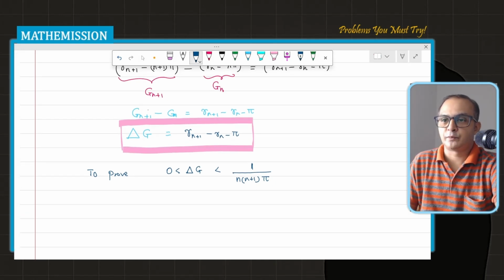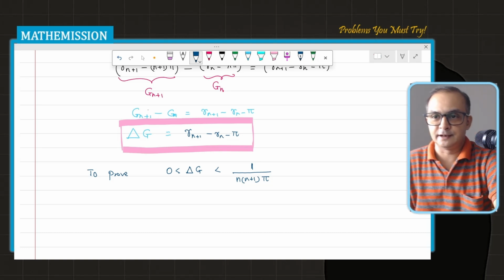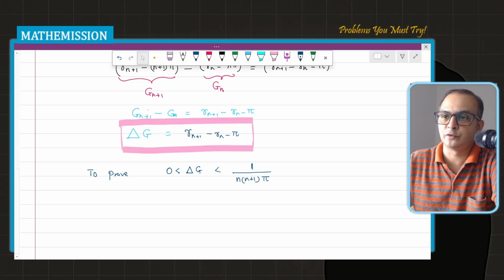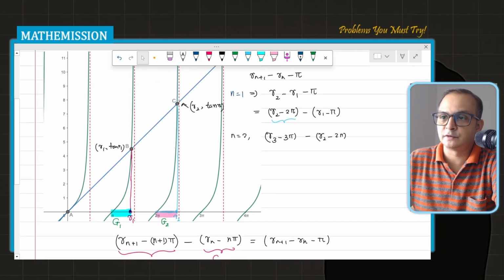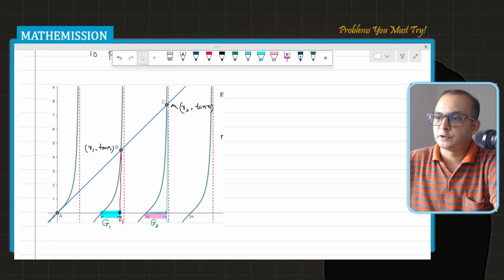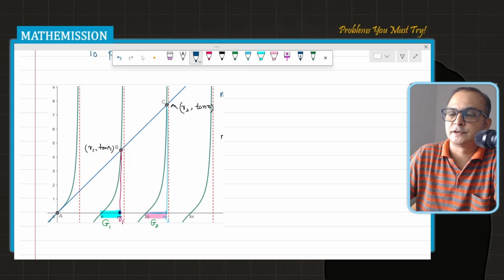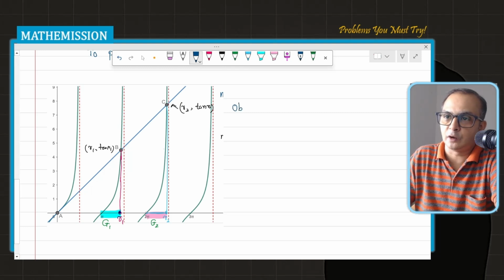So first of all, we try to prove this delta g greater than 0. And how do we prove it? For that, I'm going to again observe this graph carefully. So let me just copy this graph. So observation number 1, you can see that first. I'm calling it observation 1.